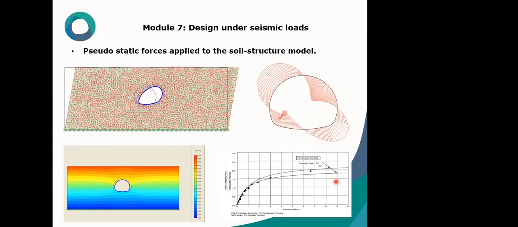We will talk about these expressions more in the future. This is a common method. It's called in design offices the Hashash or Wang method. In fact, it is a soil structure method which relates the section deflection and the mobilized forces to the free field deformation.